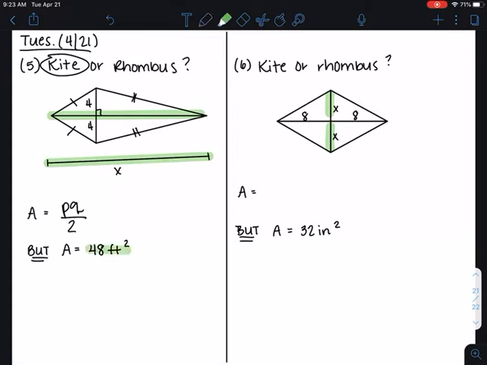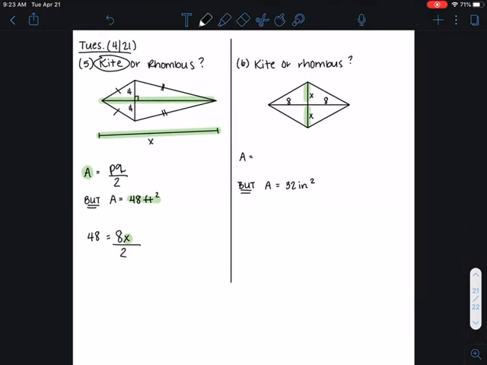Now the area for a kite is PQ over 2. But they tell you that the area is 48 feet squared. So I can plug in 48 for A. And then we already know that one of the diagonals, let's just say P, is 8 because you add the two 4s. Then you have Q over 2. This Q is the same thing as X. So instead of Q, I'm going to put X.